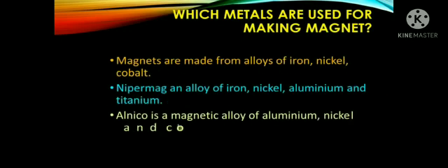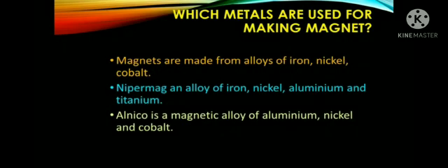Magnets are made from alloy of iron, nickel, cobalt. Nipermag is an alloy of iron, nickel, aluminium and titanium. Alnico is a magnetic alloy of aluminium, nickel and cobalt.